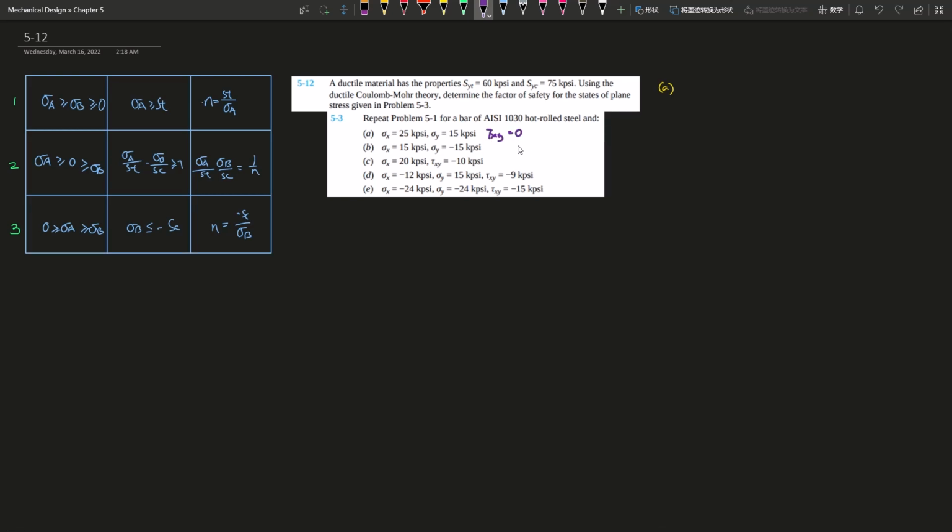So for A, shear is not given, so we know it is zero, so it's already in the principal state. So stress X equals stress A and stress Y equals stress B. Both 25 and 15 are bigger than 0, so this is case 1. Then we use N equals S_T, tension, divided by stress A. In this case S_YT is 60 kpsi over stress A, which is 25 kpsi. This gives you 2.4, a factor of safety of 2.4. Okay, and that is it.